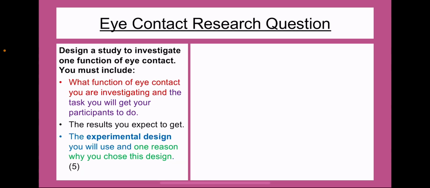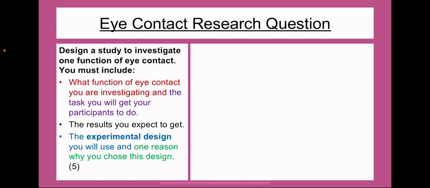And the way that this is often going to come up in an exam question is it's going to combine it with a bit of research methods, and it might ask you to design a study to investigate one of the functions of eye contact. Easiest one to investigate is the idea of the smooth flow, because what we can really easily do is block eye contact in a lab setting.